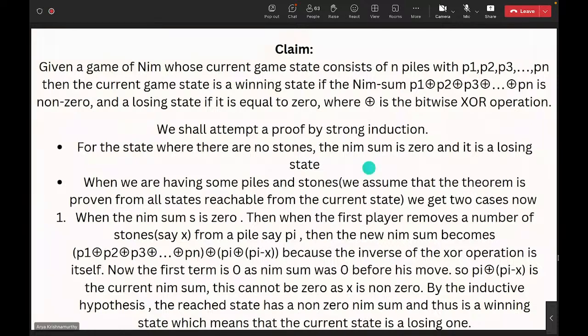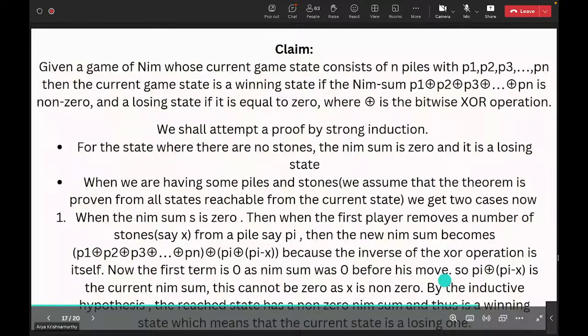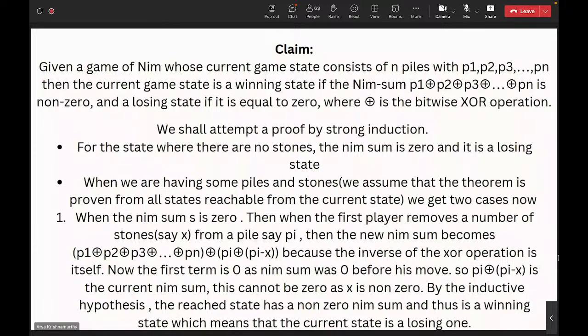So by the inductive hypothesis, that is what we started assuming, we said that the theorem has been proven for all states reachable from the state. Now the first term, the NIM sum earlier, was 0 before this particular person's move, right? So the current NIM sum is just Pi XOR Pi minus X.